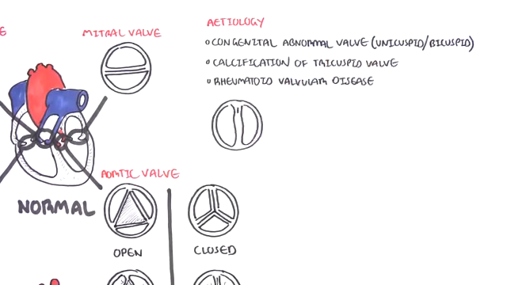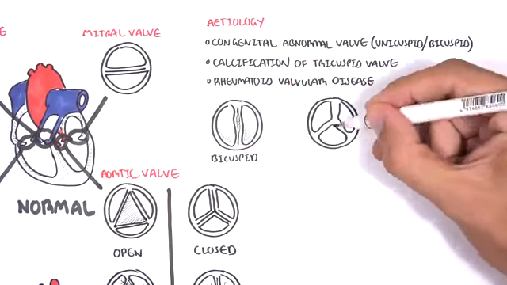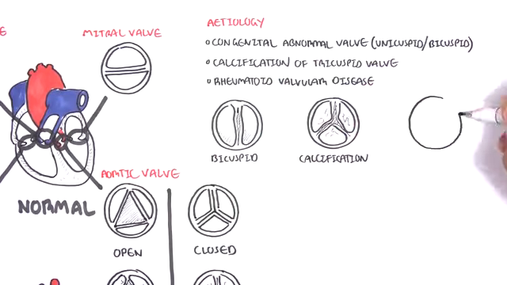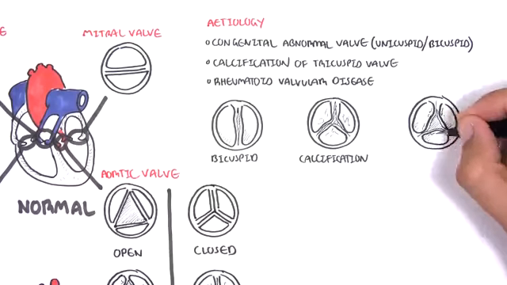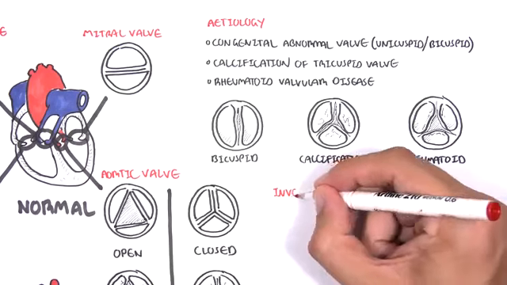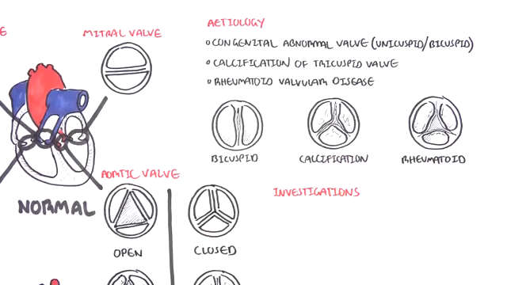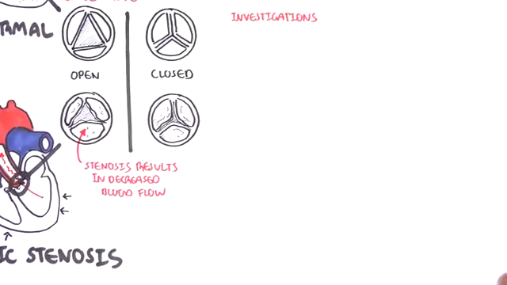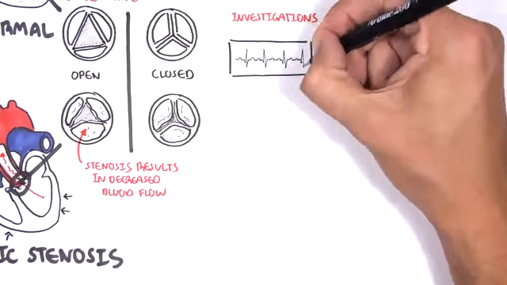Here is an abnormal aortic valve which is bicuspid. Here is a calcified aortic valve resulting in stiffening. A rheumatic valve forms scar tissue leading to stenosis. Investigations include an ECG, which may show left ventricular hypertrophy.